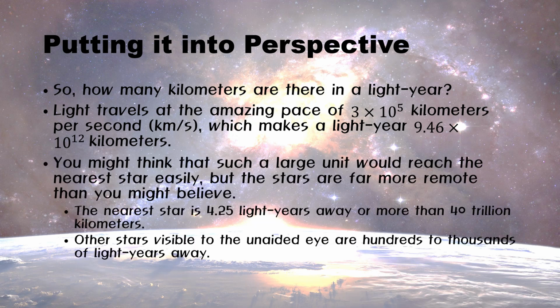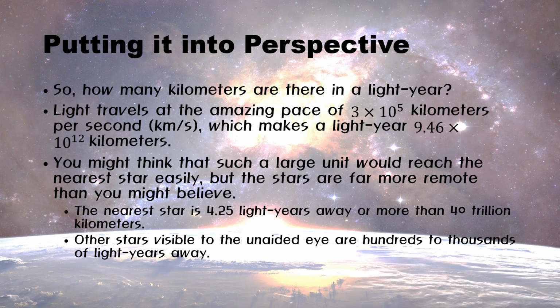Now, that seems like a pretty big number. And you're like, well, that's pretty fast, right? So we should be able to reach the nearest star pretty quickly, right? Wrong. Because the distances between stars are far more remote than you might think. For example, our nearest star from our home is about 4.25 light years away, or more than 40 trillion kilometers. That's quite a distance there.